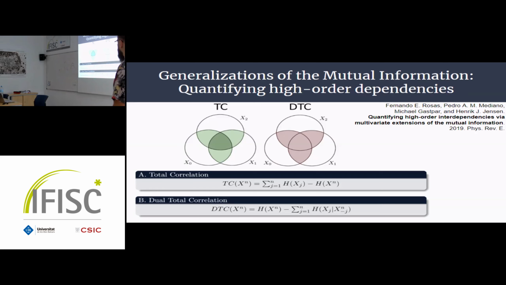The dual total correlation, on the opposite, is based on the conditional entropies. Again, here you have the entropy of the whole system, the joint entropy, and you subtract the conditional entropies. And that will give you the intersection, but they will differ. In the case of the total correlation, you have a double counting or triple counting, a repeated count of the triple interaction. And in the case of the dual total correlation, you do not.